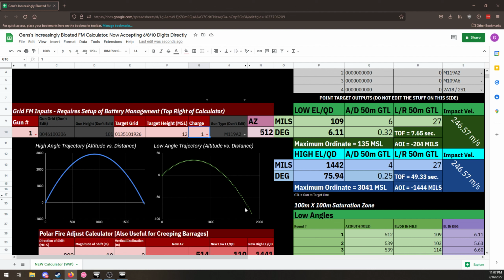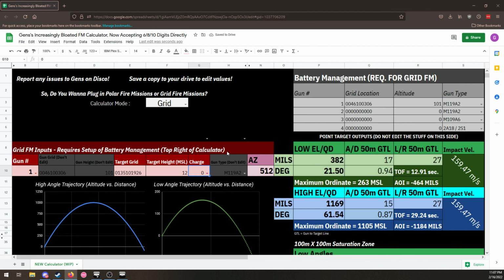So what we're going to do here is we're going to pick charge 0 because we want that round to just kind of plunge in. It's going into a city, so we obviously don't want to hit anything in front of our intended target. We want to hit the target itself, so we want that round coming in a little vertically. But we also don't want to deal with the time of flight of 29 seconds for a high angle shot.